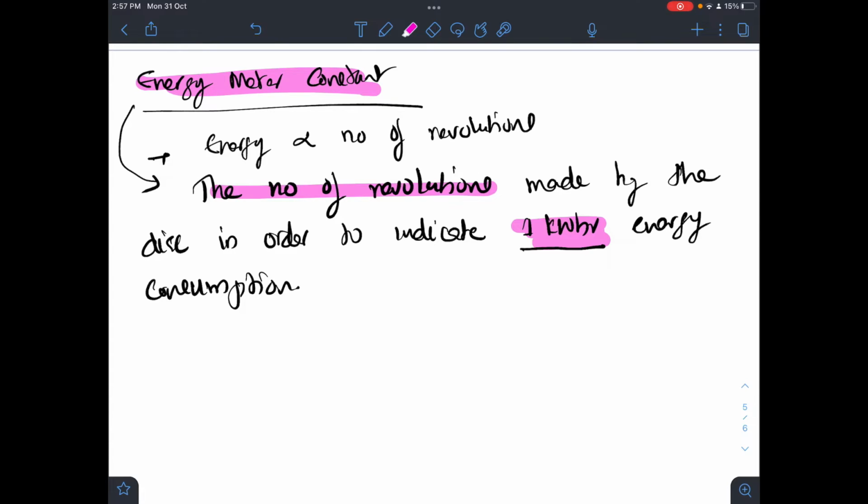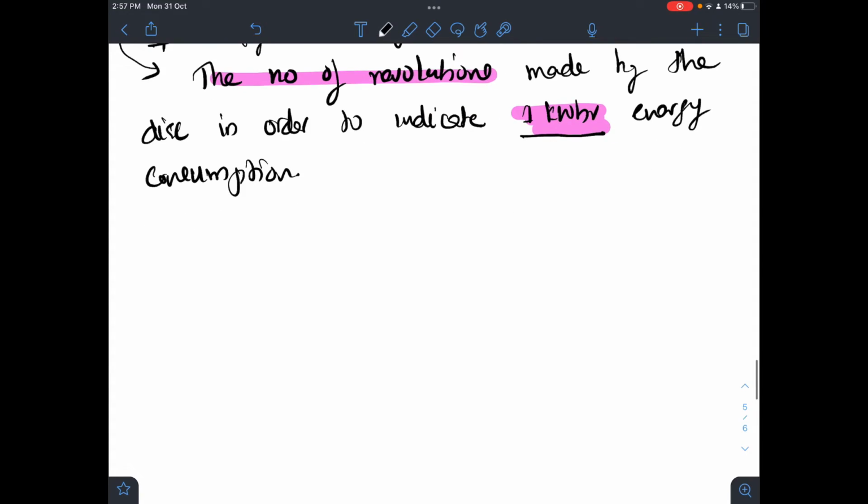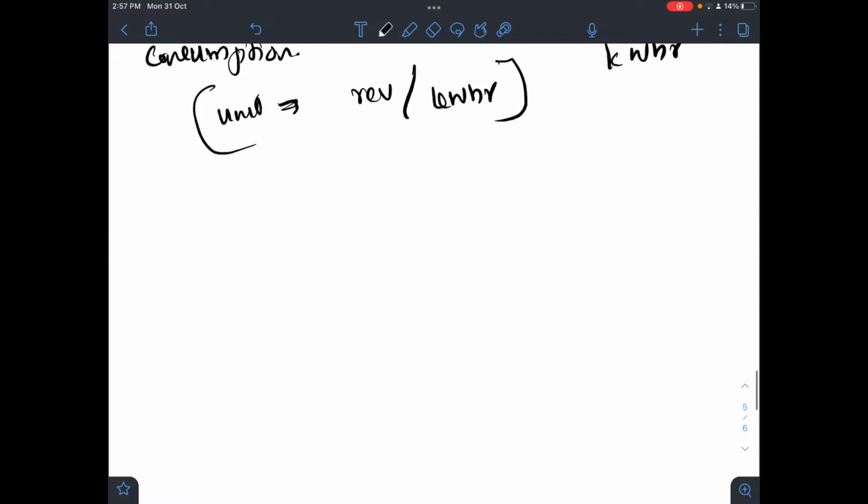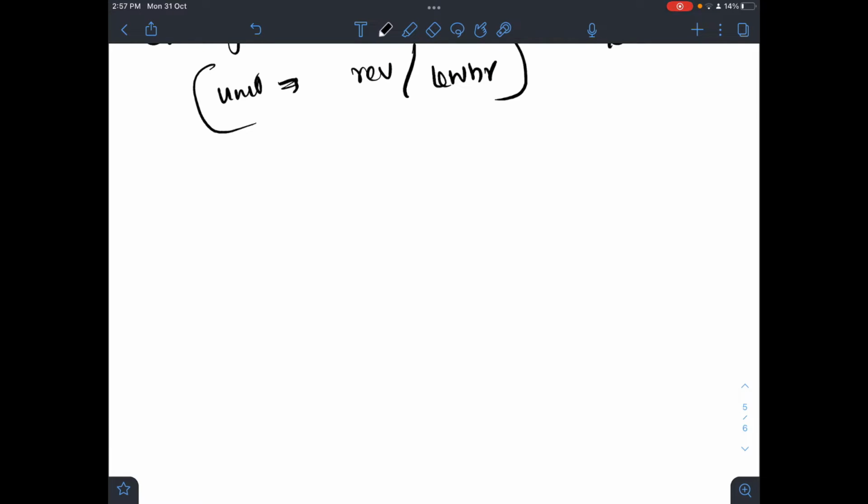Based on that, we will have problems to solve during examination. So if the constant is the number of revolutions to indicate 1 kilowatt hour, it means the unit of the meter constant is represented in revolutions per kilowatt hour. The unit of energy is kilowatt hour, or watt hour, which is power into second. So the unit of this meter constant is revolutions per kilowatt hour. Now let us try to solve one problem. We can find similar problems later.